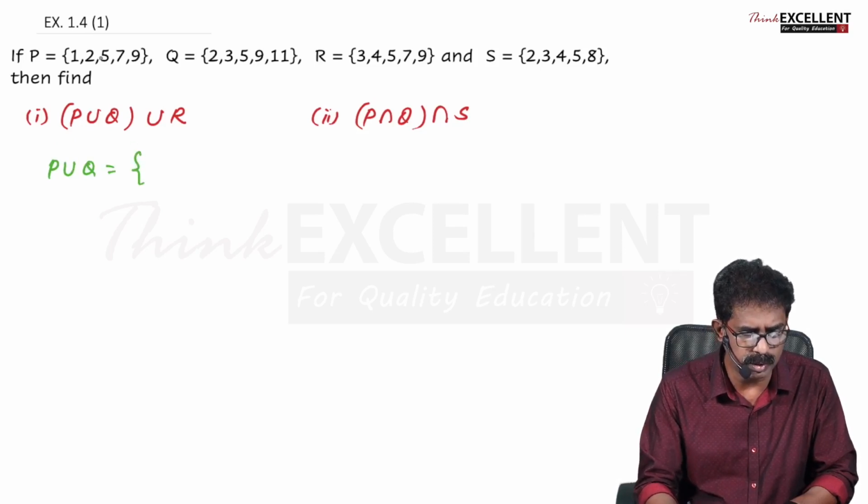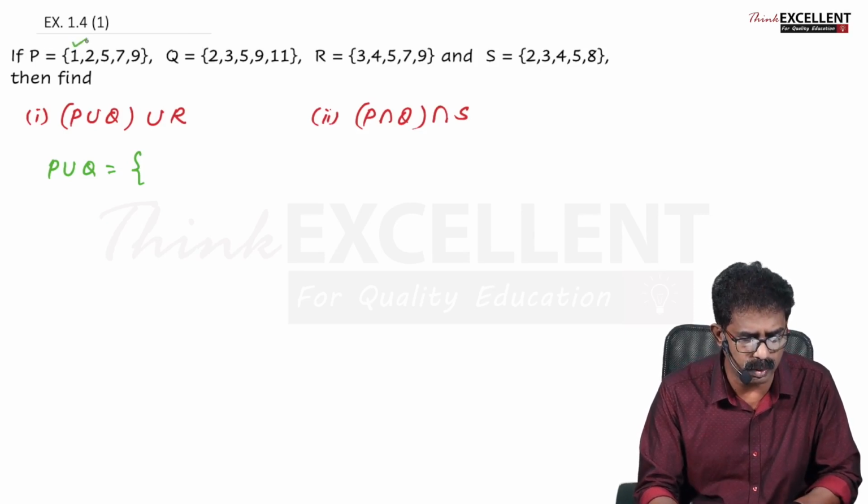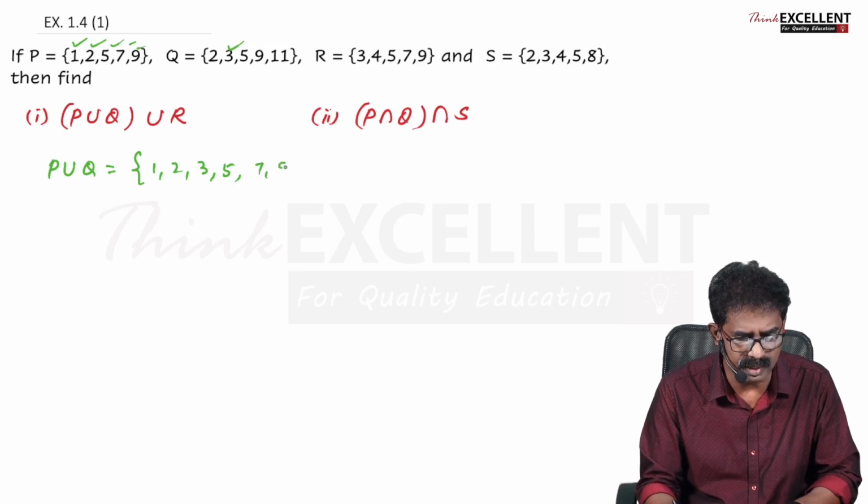P union Q means P, Q, everything you write but without repetitions. Try to write in order: 1, 2, 3, 5, then 7, 9, 11. This is P union Q.